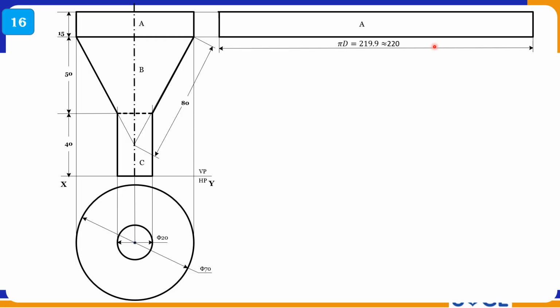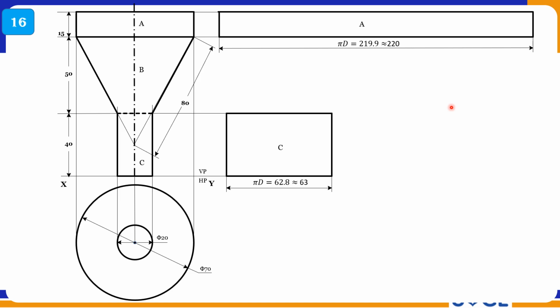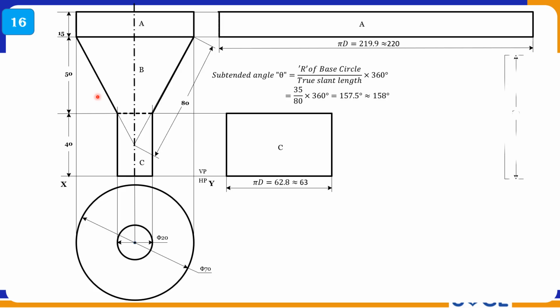So that gives you the simple rectangle, right? Now portion C can be projected using pi d. I am getting 63 mm, right? It is again a rectangle, right? So now this tapered portion is a cone, right? It is a frustum of cone. So I have to calculate the theta, the subtended angle. So I am getting 158 degrees, right?